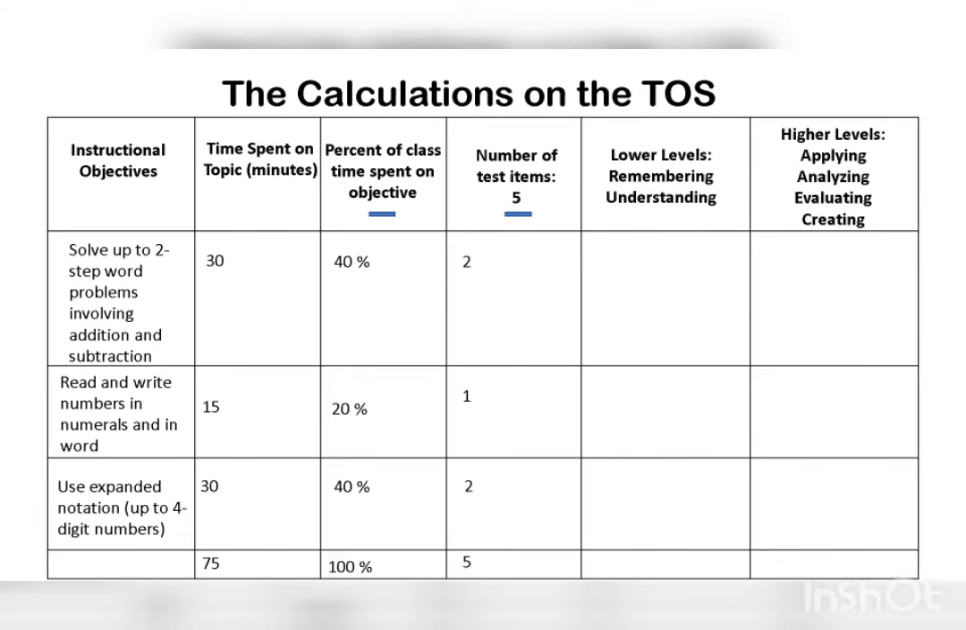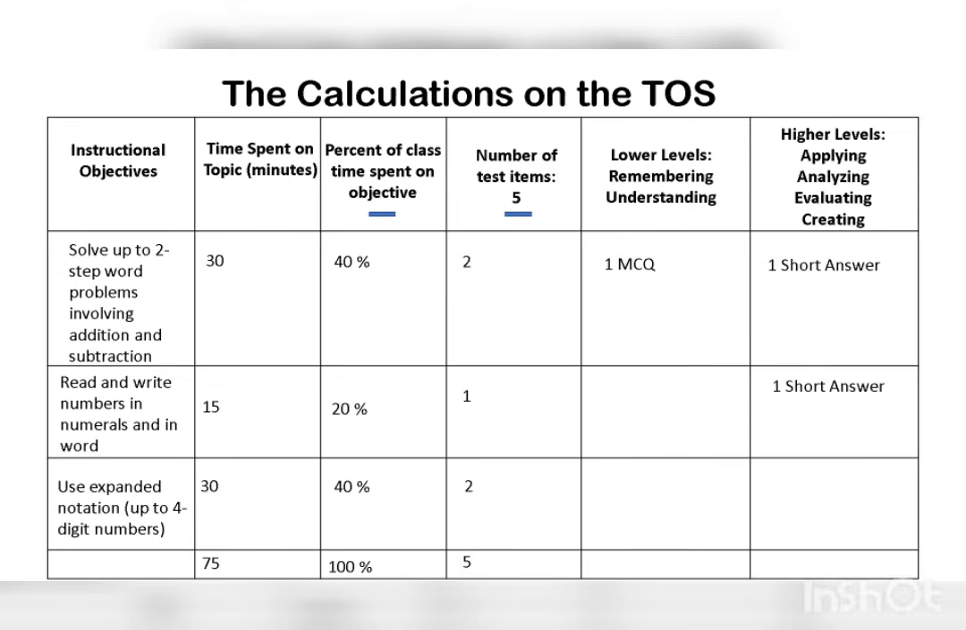Let us move on to the column where the levels are. Now you can decide how many lower level items you want and how many higher level items that you want. In so doing, you will always place them here. So for the first objective, I want a lower level item testing the objective, and it will be a multiple choice. So I have 1 multiple choice. For that same objective, I will also have a higher level item, and it will be in the form of a short answer, and I will just place it right here in the higher level column.